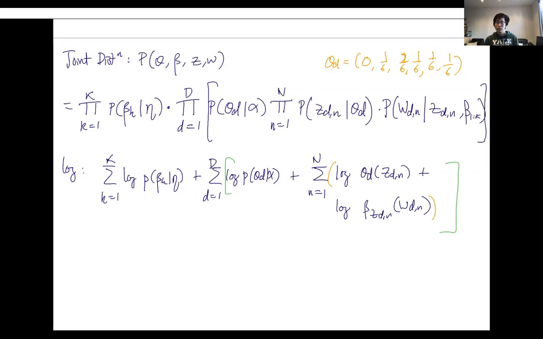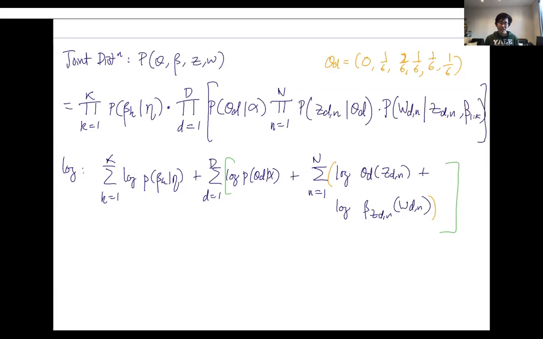Oh, so is it that ZDN can be seen as an index for the die? I'm not sure what that means.